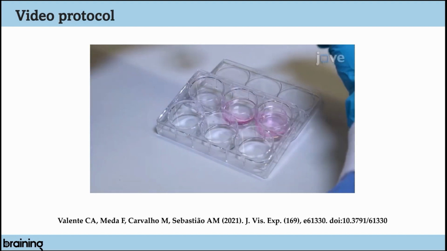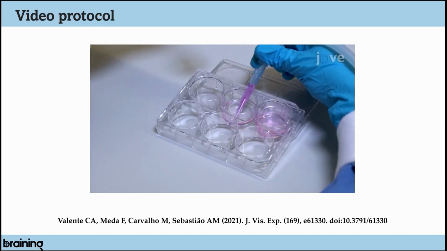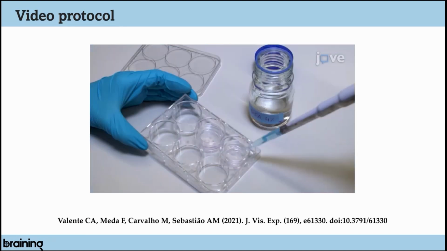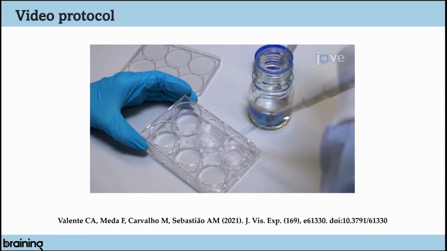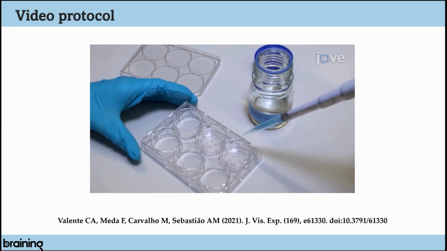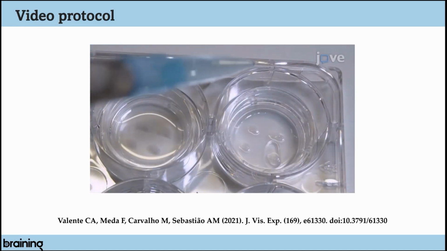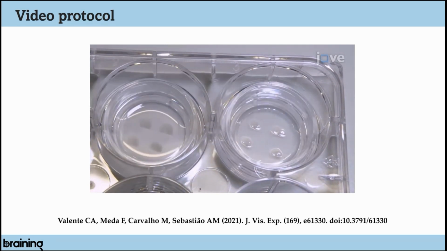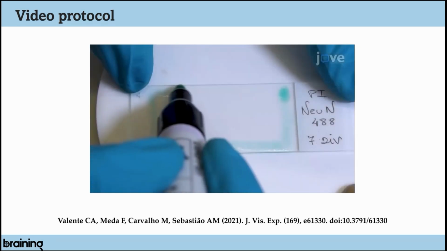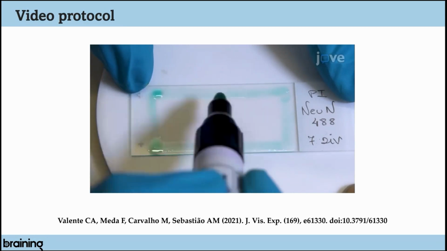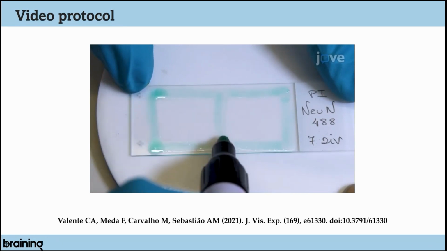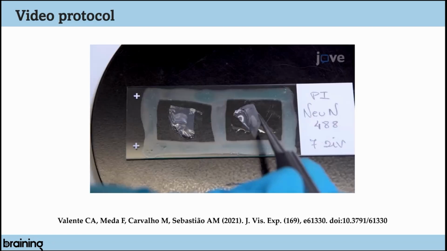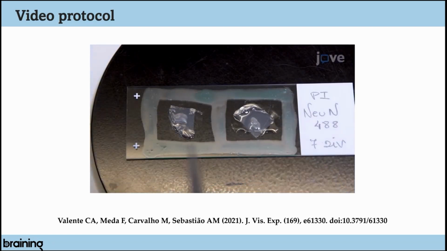For immunostaining of the slices, at the end of the propidium iodide incubation, aspirate the medium from the bottom of each well and add 1 milliliter of 4% paraformaldehyde to the top and bottom of each insert. After 1 hour at room temperature, wash the slices 2 times for 10 minutes in 1 milliliter of PBS per wash, and use a hydrophobic pen to draw 2 rectangles on microscope slides.